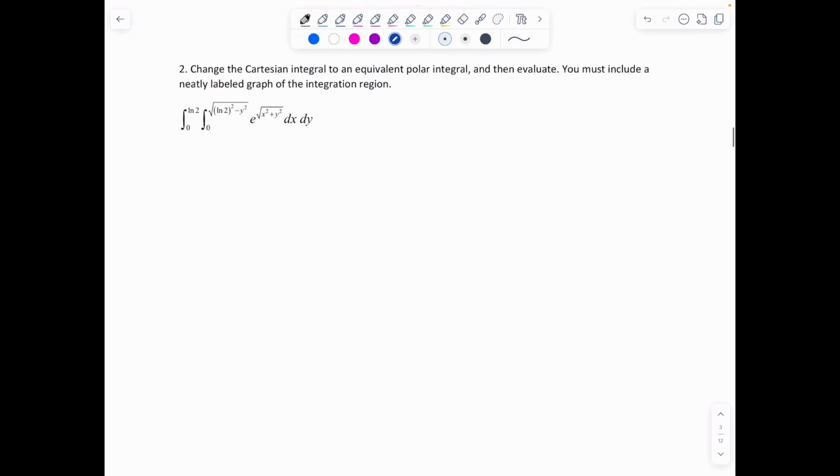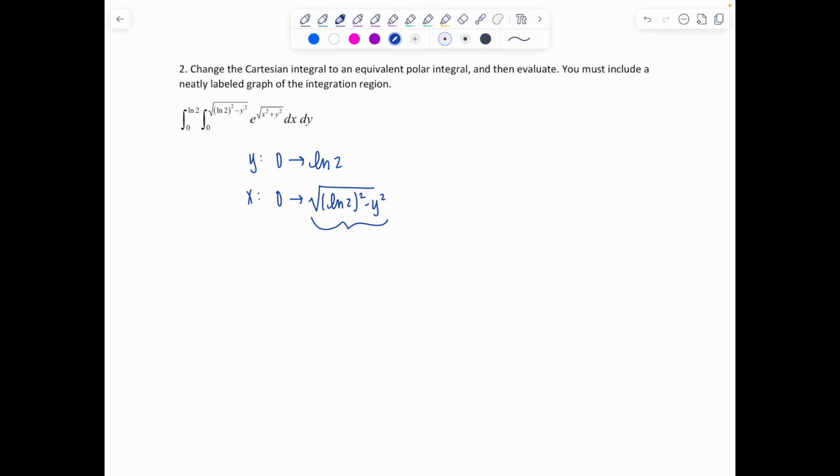Next, change the Cartesian integral to an equivalent polar integral and then evaluate. You must include a neatly labeled graph of the integration region. So we're going polar. Notice again, same idea. So the limits for y on the very outside go from 0 to natural log of 2, and x goes from 0 to the square root of ln of 2 squared minus y squared. Hopefully you recognize this is the right half of a circle, radius natural log of 2.